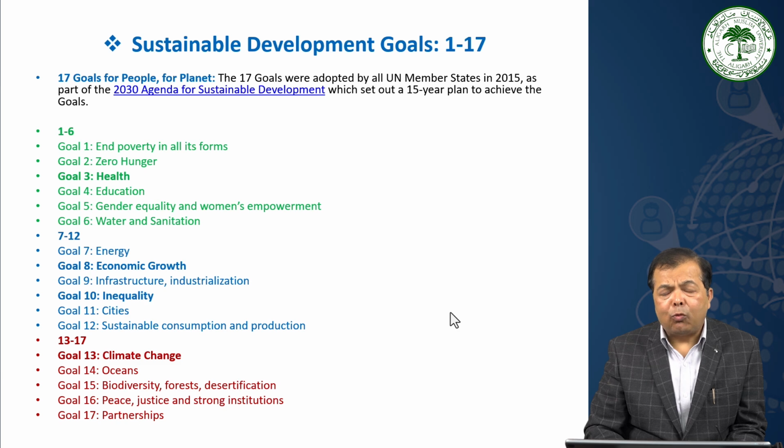And so at this point of time, we need to develop the alternative mechanism, alternative sources of energy, the renewable sources of energy. And so this is very important. The next is goal number 8, which is economic growth.